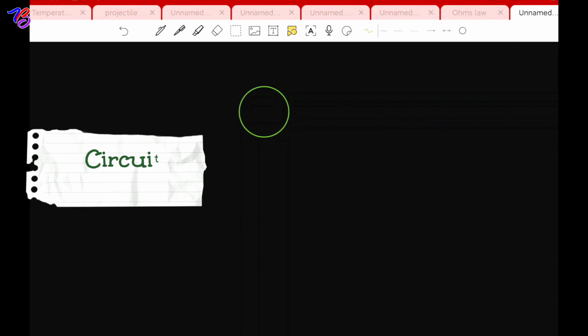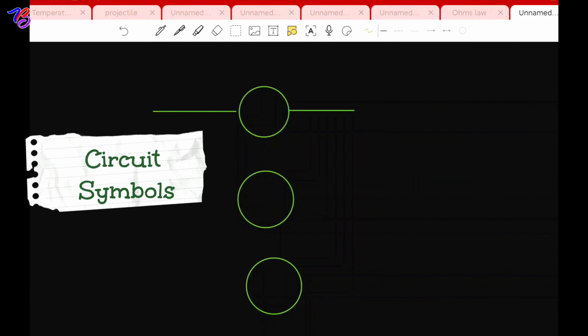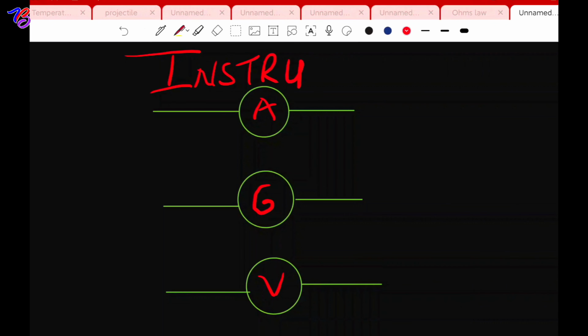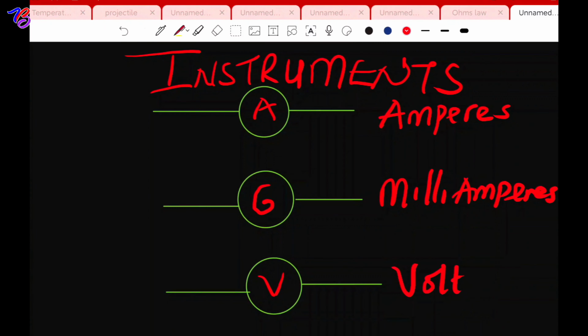The circuit symbols for ammeter, galvanometer, and voltmeter are as follows. The ammeter is represented by uppercase A, galvanometer by G, and voltmeter by V. Is that clear? These are the instruments we are using: ampere, milliamperes, and volts.